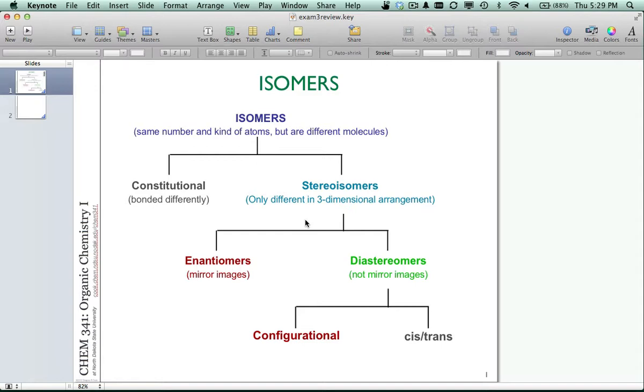Stereochemistry is a hard one because it gets really confusing, and you have to think three-dimensionally. If you can't visualize three dimensions, you can use models, but models can take a lot of time to manipulate.